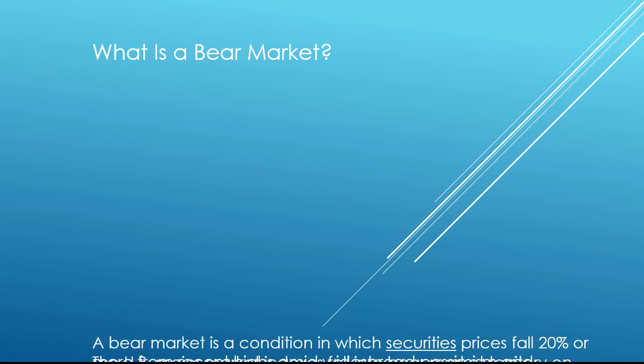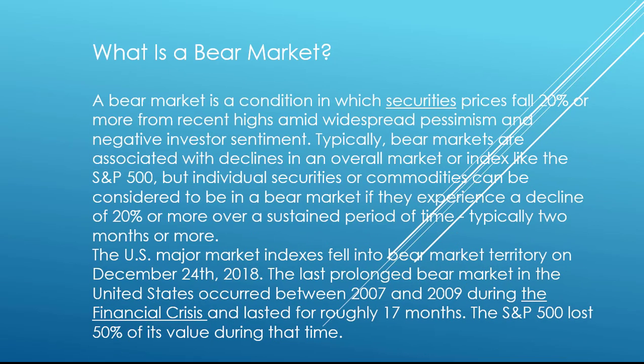Conversely, what is a bear market? A bear market is a condition in which securities prices fall 20% or more from recent highs amid widespread pessimism and negative investor sentiment. Typically, bear markets are associated with declines in an overall market or an index, like the Standard & Poor's 500. But individual securities or commodities can be considered to be in a bear market all on their own, as they experience a decline of 20% or more over a sustained period of time, typically 2 or 3 months or more. Now, bear markets can last a little bit less time than that, but generally speaking, we're looking for something a little longer.